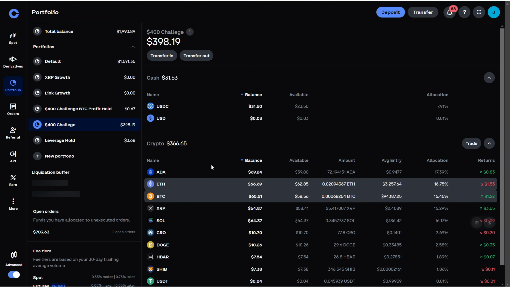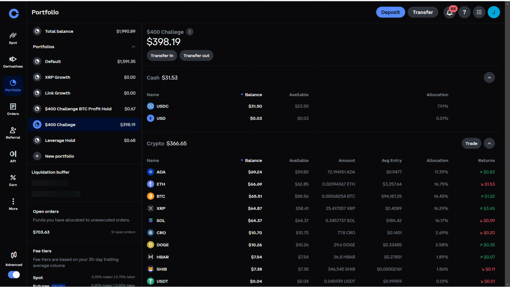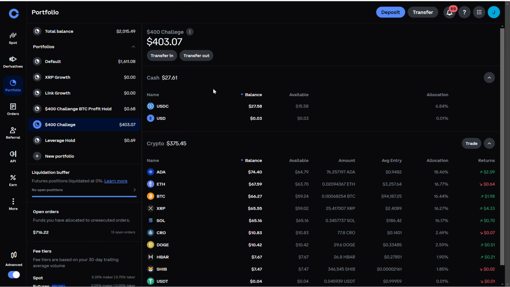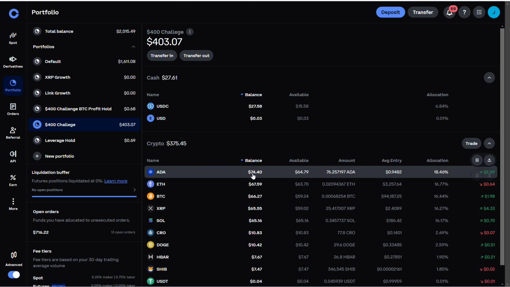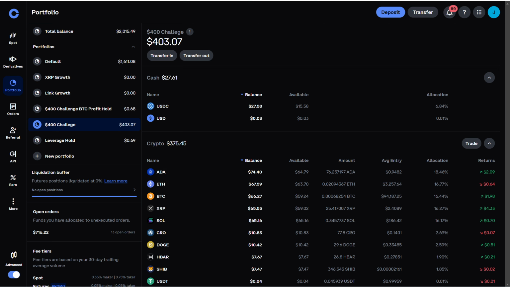So, anyways, here's where we're at. 398. We were at over 400 at one point when I looked early this morning before I got ready. We're over 400 now. So you can see we're over 400. Our Cardano has spiked up to $74. So let's look at that.